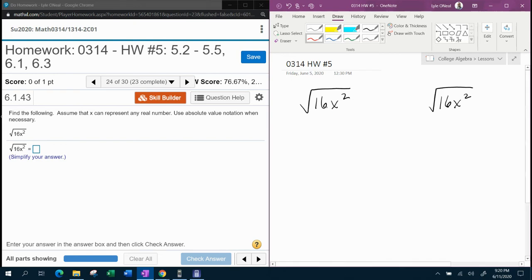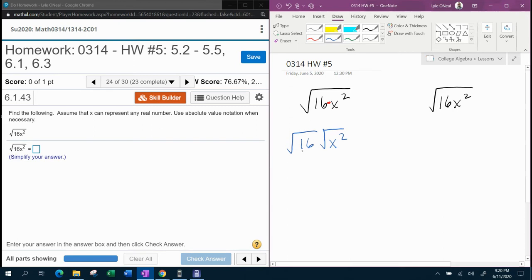So let's get started. First of all, notice that the 16 and the x squared are attached with multiplication. And since those are separate factors, I can break that up into two separate radicals, like so. So I can take the square root of 16 and the square root of x squared separately.